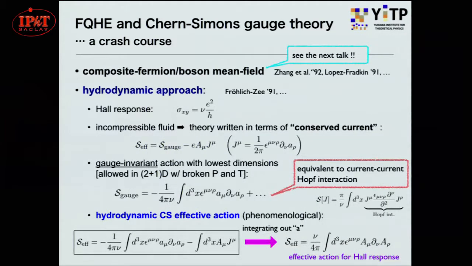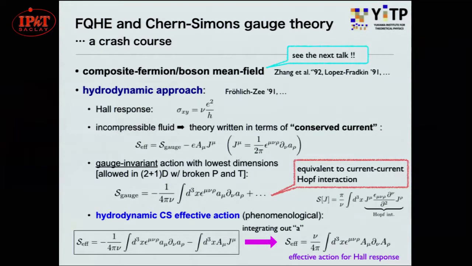Okay, so there are several approaches in deriving Chern-Simons gauge field theory. The first one is based on the composite fermion or composite boson mean field theory. But I'm not going to give you this one because this afternoon Yohei will talk about this approach. So I'm going to take the shortest cut in getting to Chern-Simons gauge theory. So this is the whole response. This is what we should get at the end of the day.